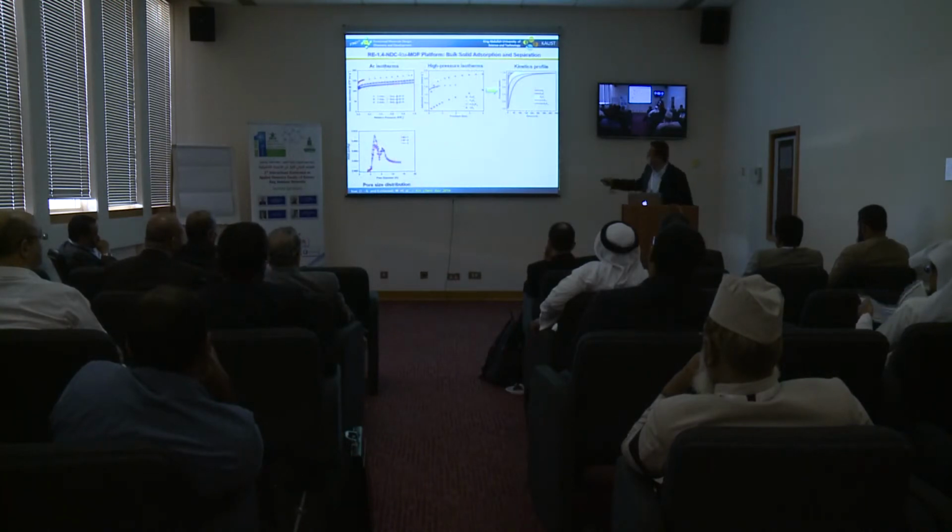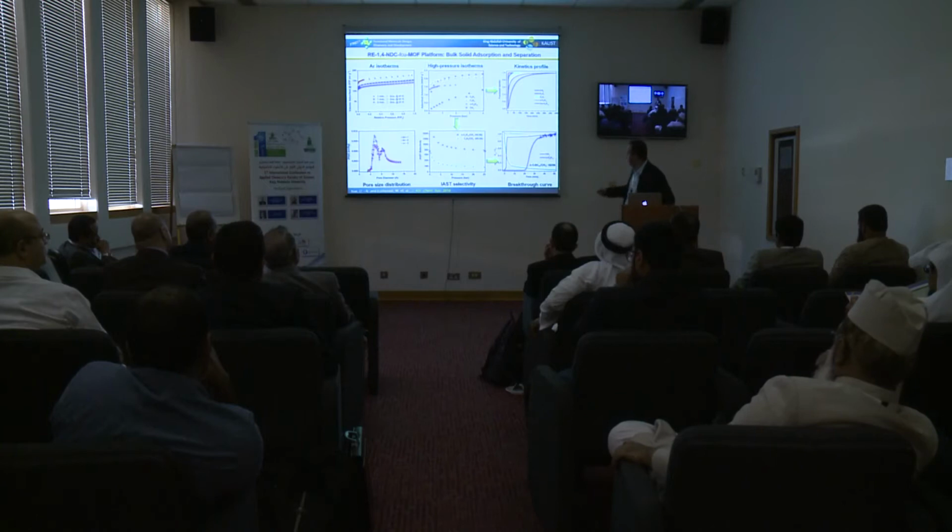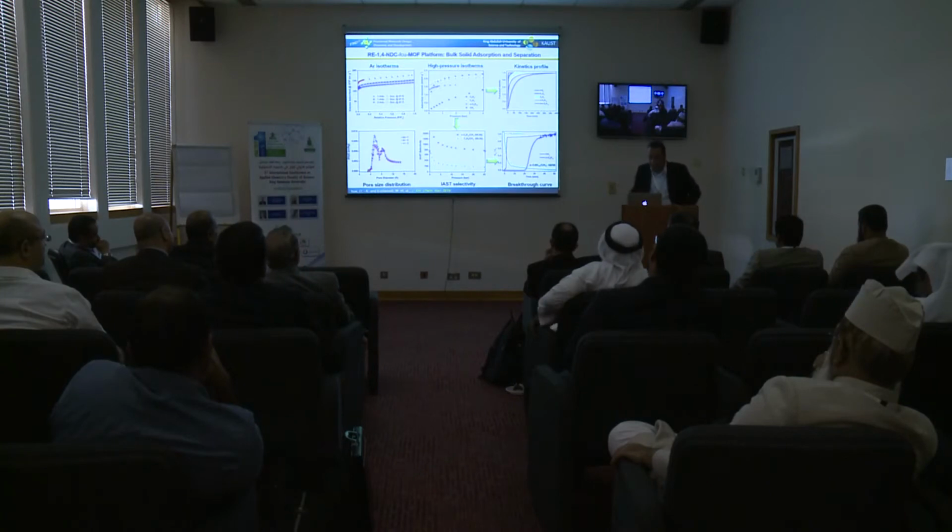So again, this material, this is the sorption. But what's interesting here, you can see the absorption of isobutane, for example, here, is slower than the absorption of butane. It means that you have kinetic separation between these two, and this is actually proven by breakthrough experiment as well. So again, having this control of the window of the pore allows you to control the sorption properties.